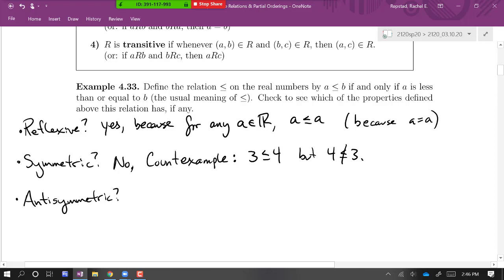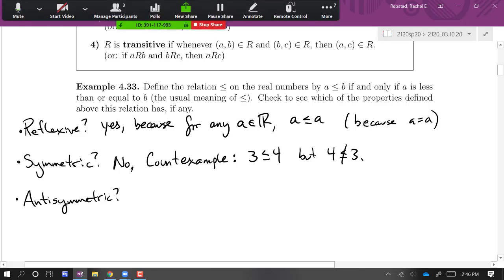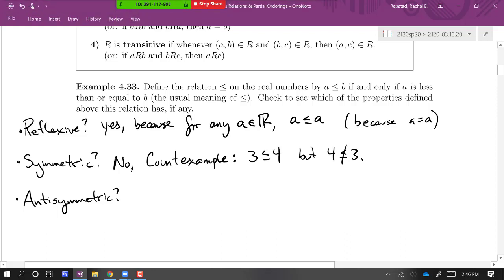I heard no. If it's no, can we come up with a counterexample? 3 and 4. Wait, this is the same one as the one above. So anti-symmetric is the property that says there is no symmetry ever. I can never reverse the order unless it's just an element being related to itself. So what do you think? Yes. Ali says yes. I agree.